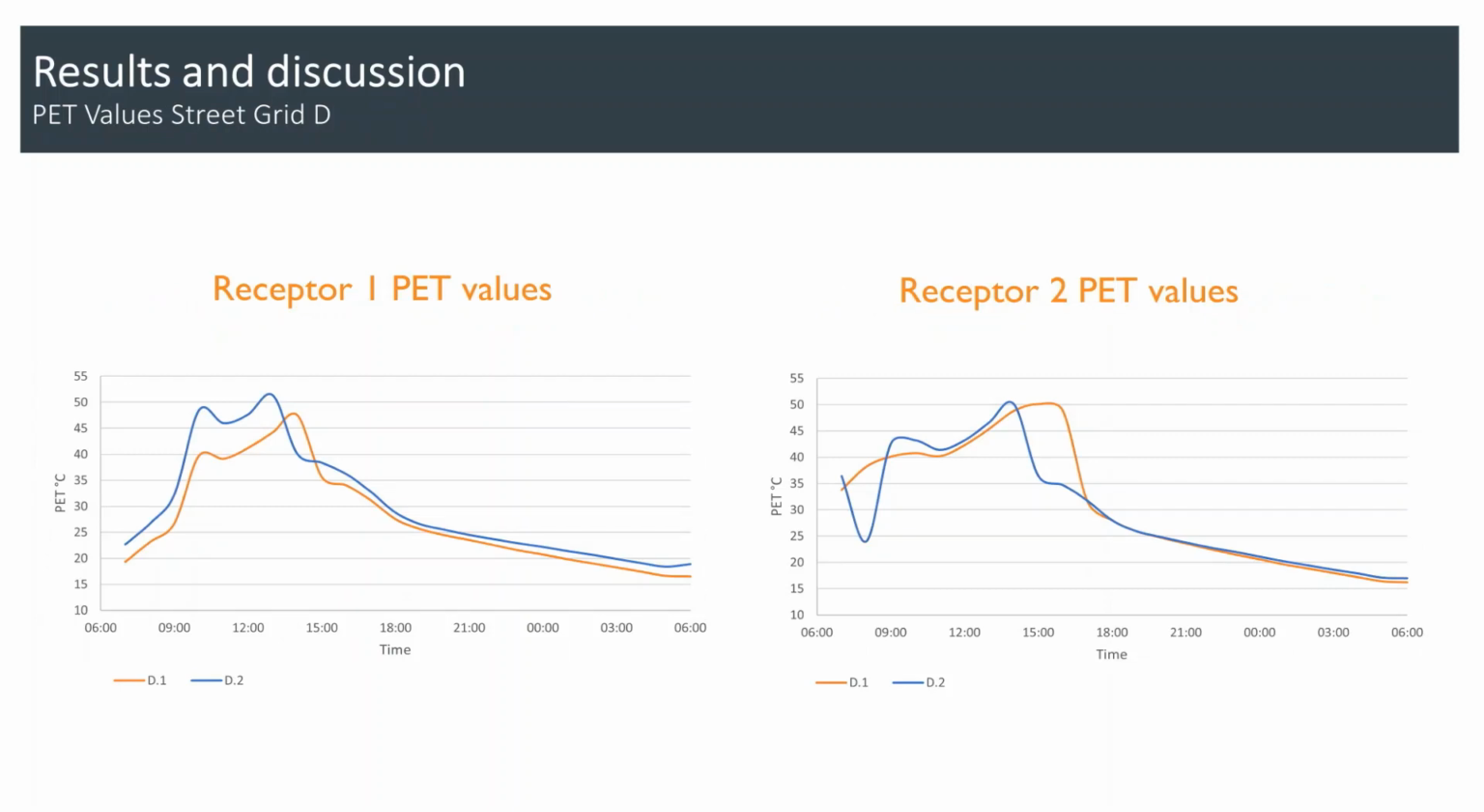Scenario D1 has lower PET values than scenario D2. This is due to its location being on the west-east axis, where direct sunlight reaches the receptors in the early morning and evening.